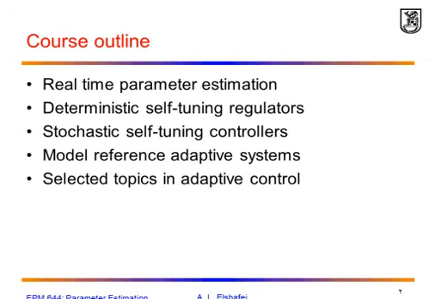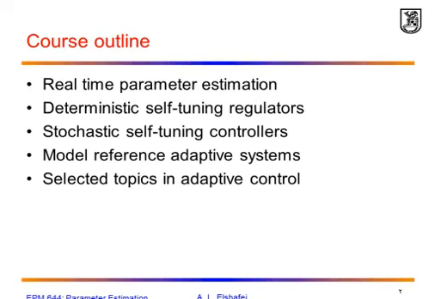First, I will give an overview of the course contents, then I will start our first topic on parameter estimation. The first topic in this course is on real-time parameter estimation. The estimated parameters are then used to design a deterministic discrete time self-tuning regulator using a pole placement technique, and this would be our second topic.